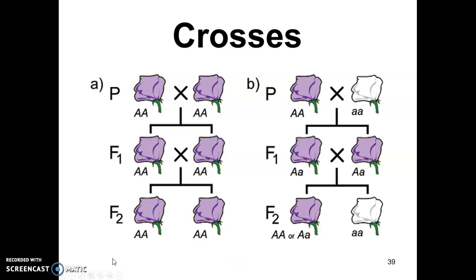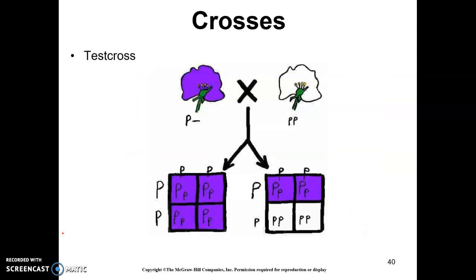Now we're going to talk about crosses. There are different crosses that are performed in genetics to try to figure out the associated genotypes with phenotypes, okay? When we're talking about crossings, we're just talking about matings. The first we have is the test cross.